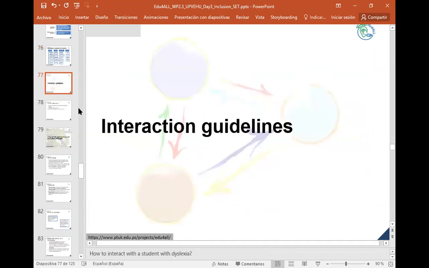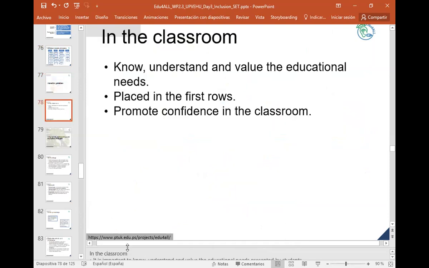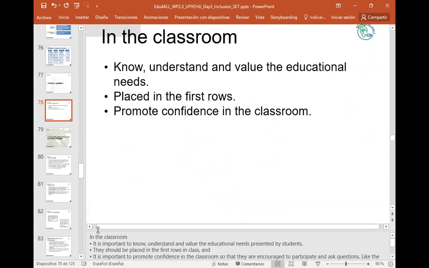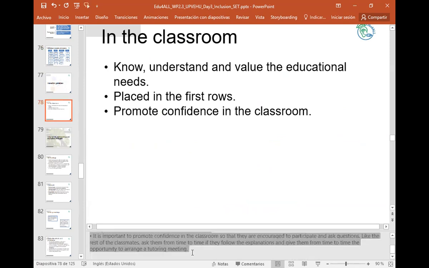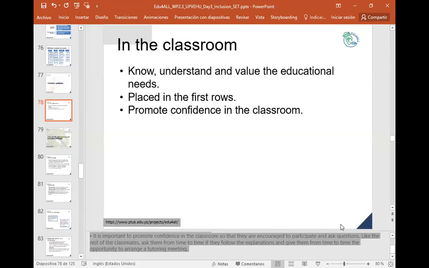How to interact with this type of students? In the classroom, it is important to know, understand, and value the educational needs presented by students. They should be placed in the first rows in class, and it is important to promote confidence in the classroom so that they are encouraged to participate and ask questions. Like the rest of the classmates, ask them from time to time if they follow the explanations and give them from time to time the opportunity to arrange a tutoring meeting.